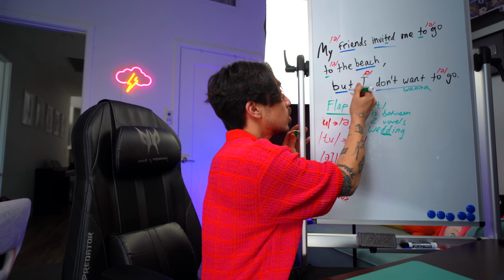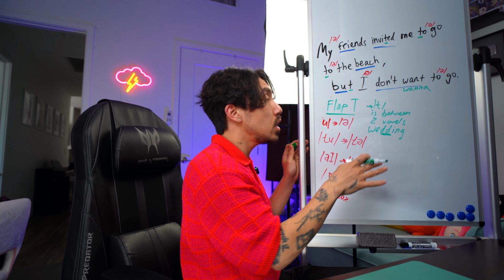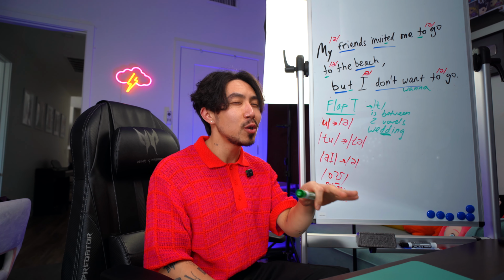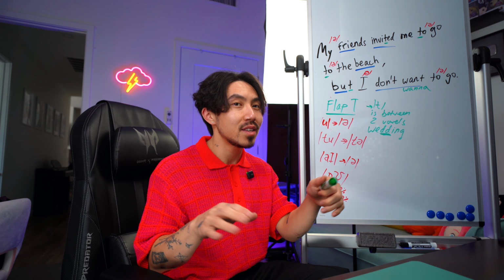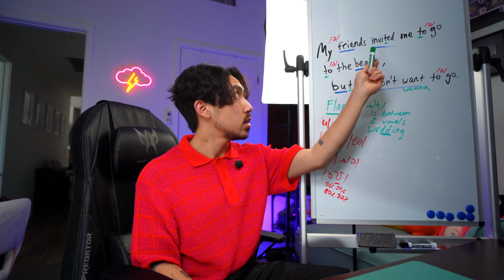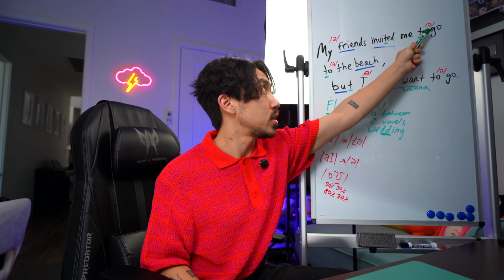Now, this one also is between two vowels. So all of these T's are going to be basically flap T's. And it's gonna sound a little weird, separated and slow like this, but bear with me. My friends invited. Let's put it together. Mita, mita, right? Flap T and schwa, mita.